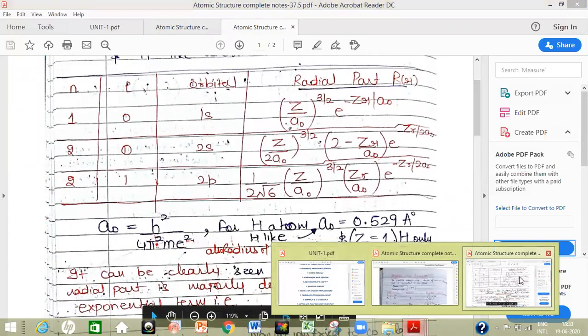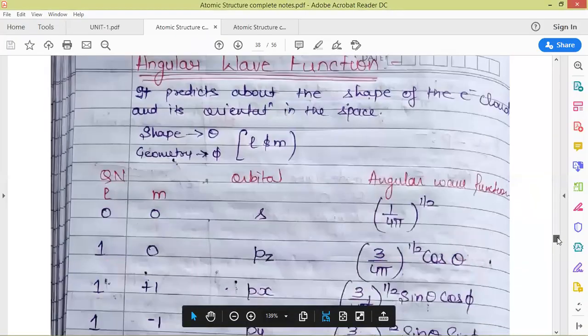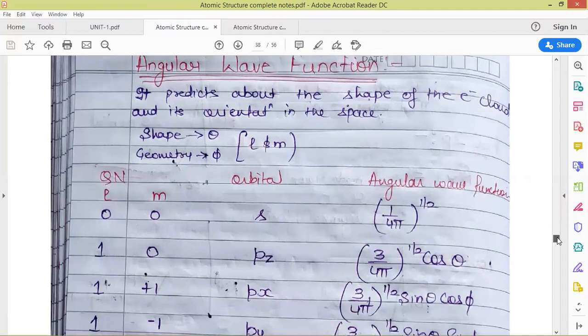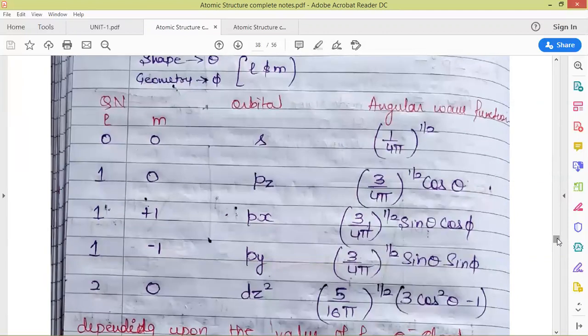Let us go to the angular part. What does the angular part tell us about? It predicts the shape of the electron cloud and its orientation in space. Shape is defined by the value of the angle theta, which we just discussed while converting Cartesian coordinates to spherical polar coordinates, and geometry is represented by the angle phi. Both are governed by 2 quantum numbers, that is l and m, and the angular part is designated as A, which is dependent upon theta and phi.